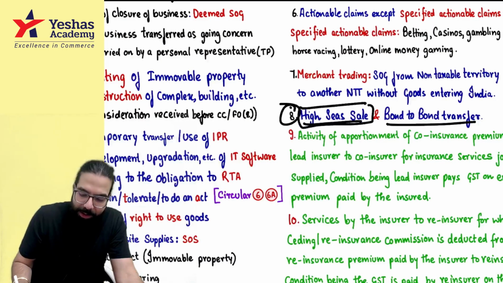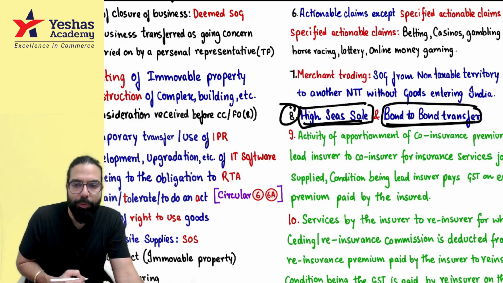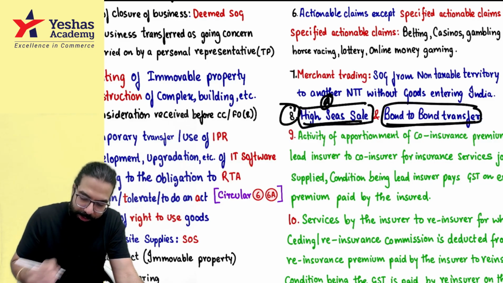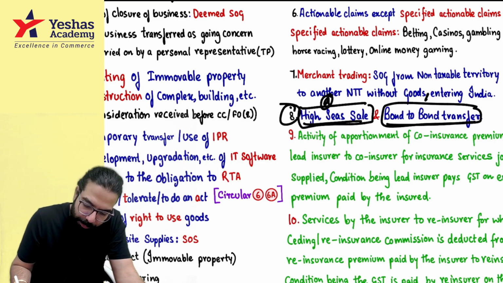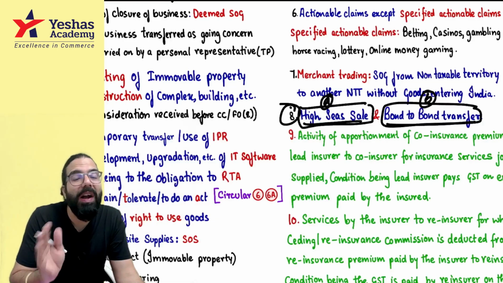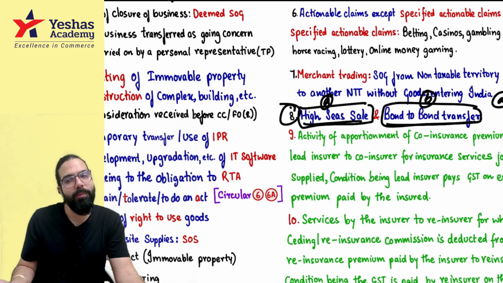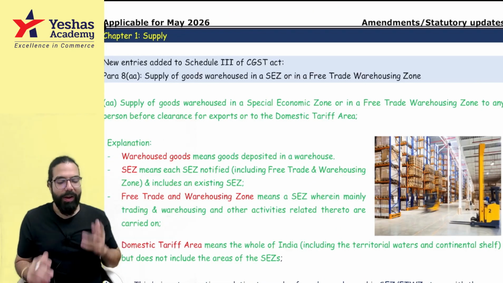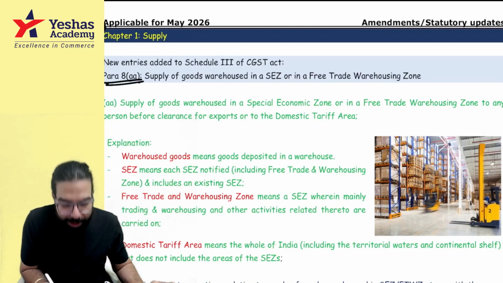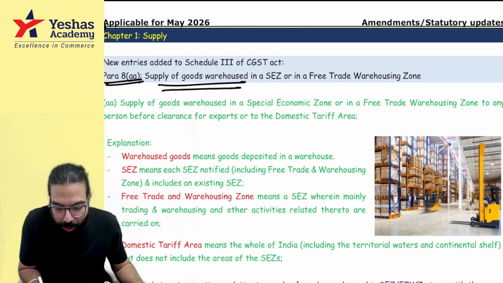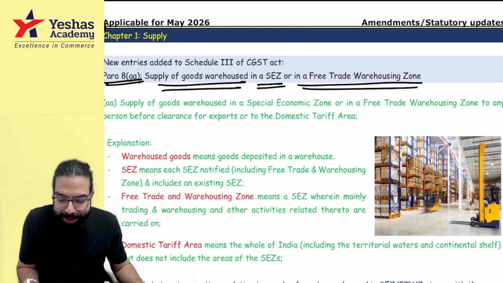High seas sale and bond to bond transfer always used to be there. This was paragraph number 8A. This was paragraph number 8B. One more additional point has been inserted over here, which is 8AA. That's all. One more additional point has been inserted, paragraph number 8AA: supply of goods warehoused in a SEZ or in a free trade warehousing zone.